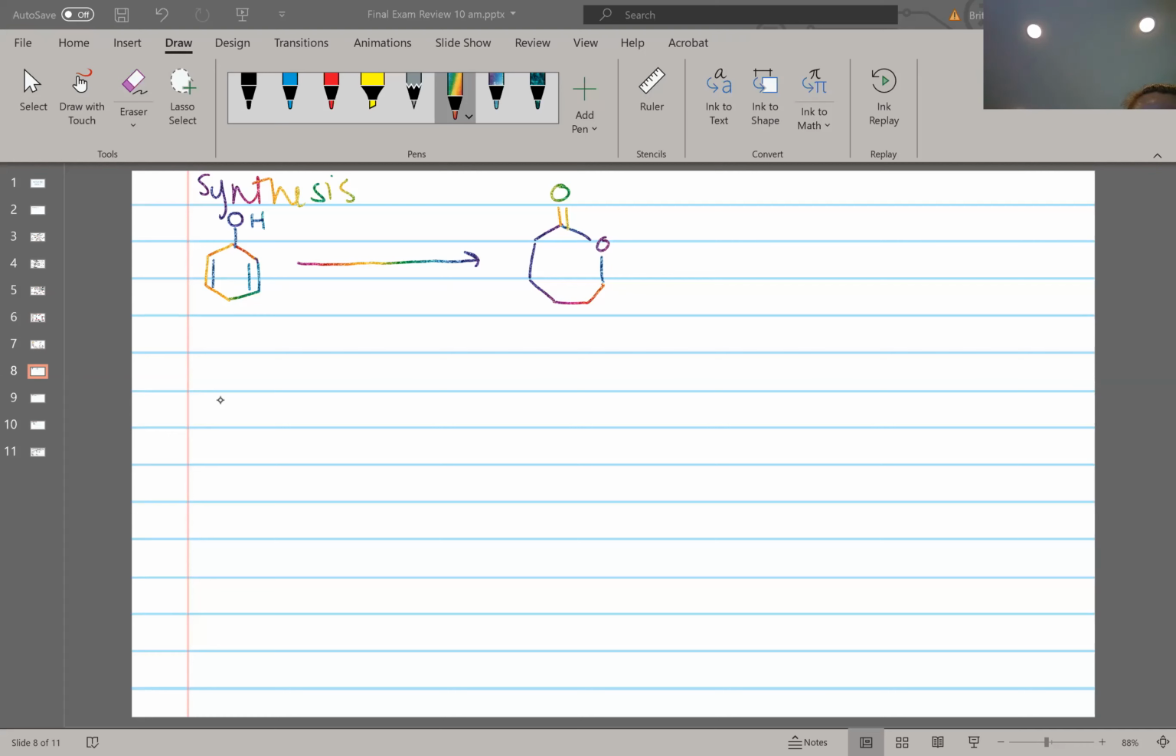Any thoughts on this? This is a total guess, but can it be made from a diol? I can't think of a way that you'd be able to do that.